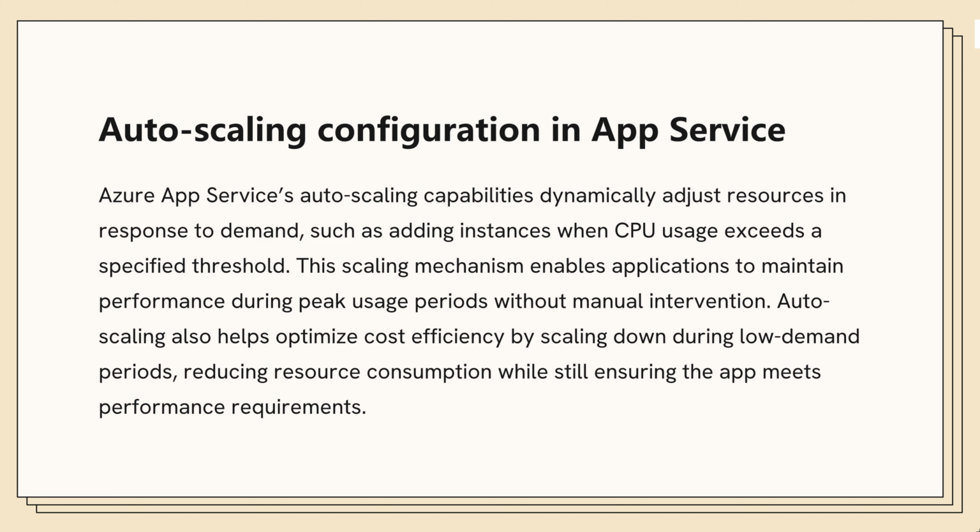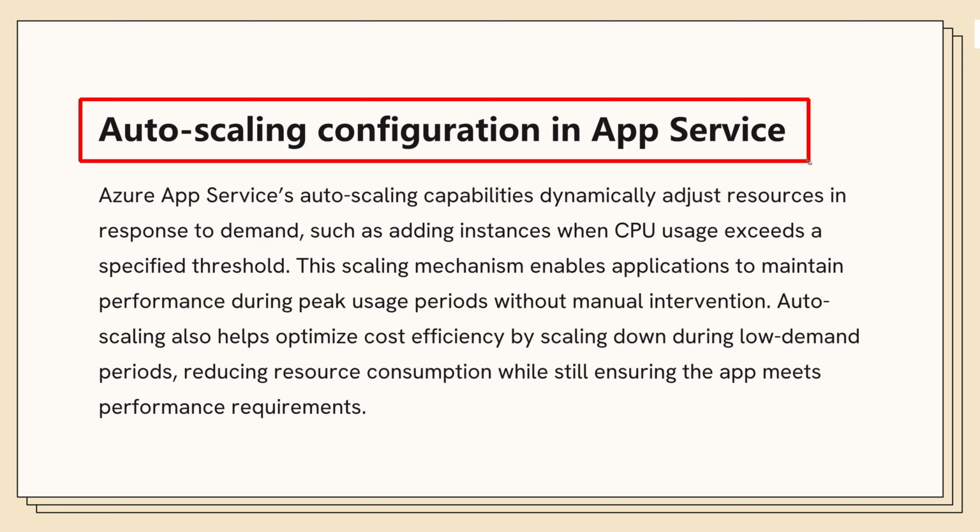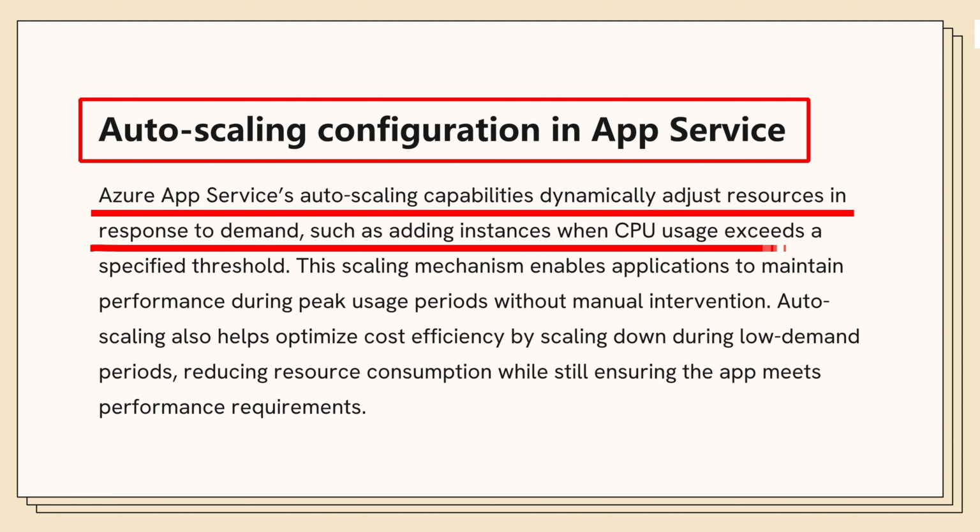The knowledge points of this question are: auto-scaling configuration in App Service. Azure's App Service can automatically add more resources when demand goes up, like if CPU usage gets too high. It scales down when demand drops, so you're only using what you need. This helps keep costs down while ensuring your app always performs well.